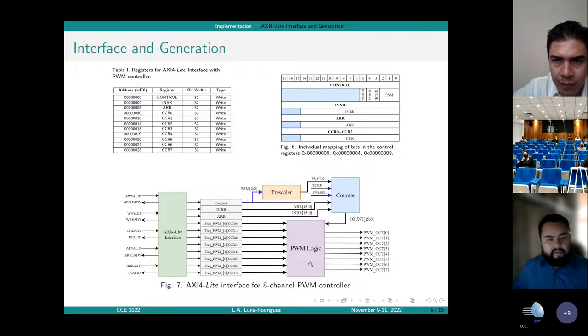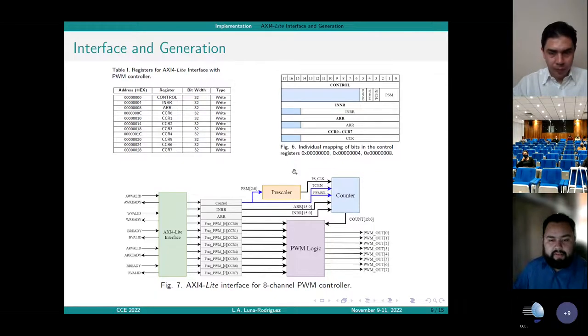And this figure, Figure 7, shows the integration of the AXI4-Lite interface with the PWM generator blocks. First, the input signals were analyzed to relate them to a register bank that is shown in the two tables. The first three registers are for PWM block configuration, while the other signals are for configuring the duty cycle of each PWM channel.